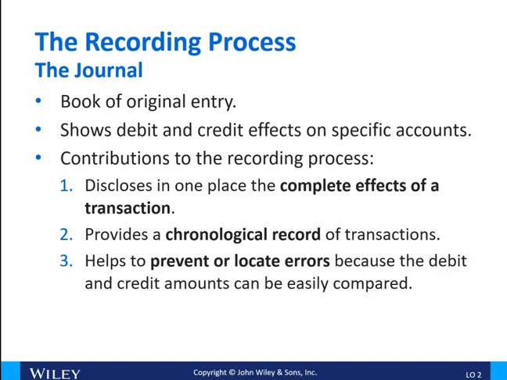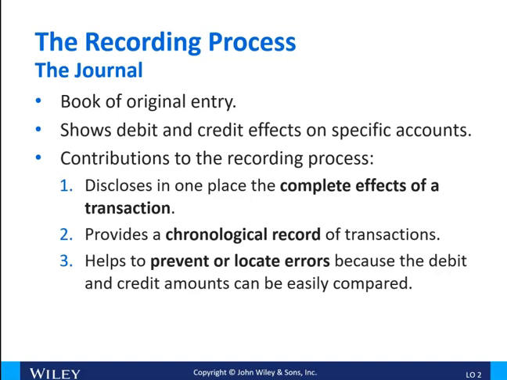So the journal is the book of original entry. It shows debits and credit effects on specific accounts. It contributes to the recording process by disclosing in one place the complete effects of a transaction. So when you do a journal of a transaction, that's the complete transaction, what accounts were debited and credited and for what amounts. It provides a chronological record of transactions.